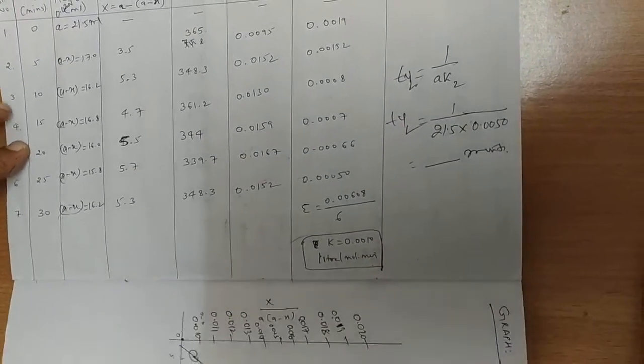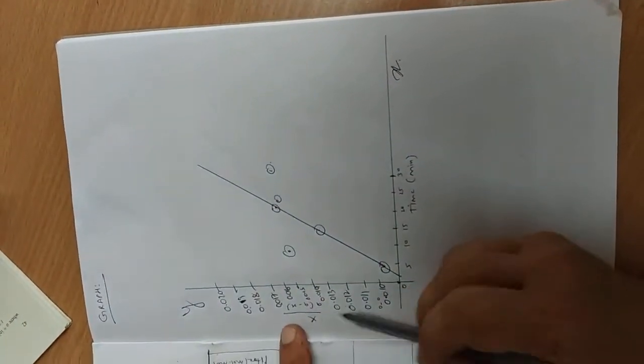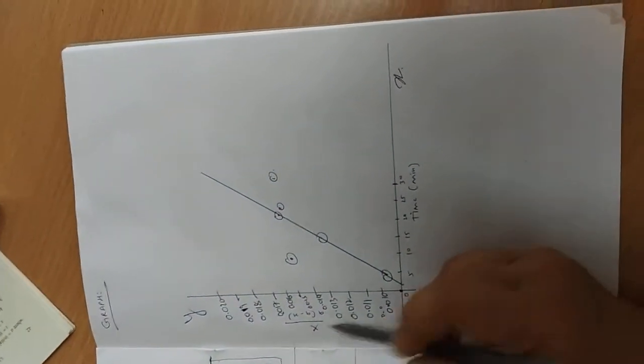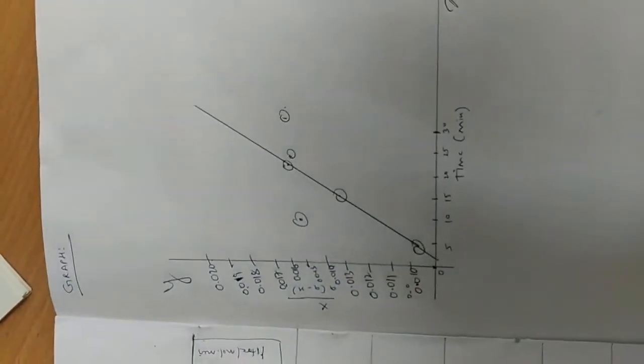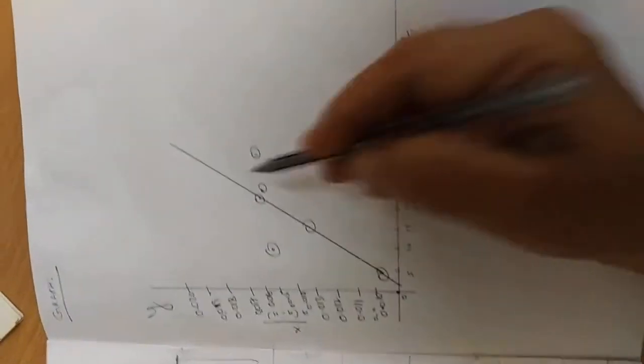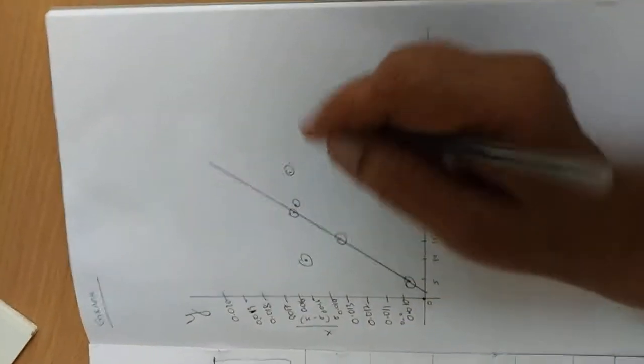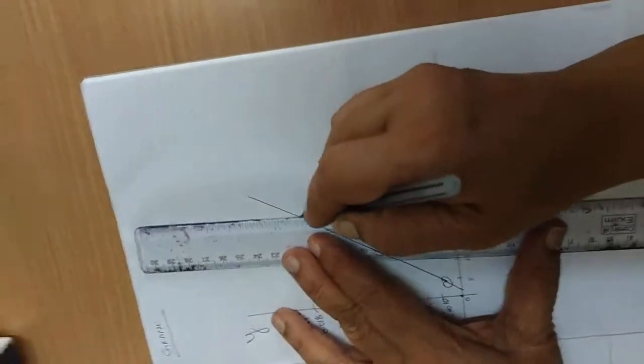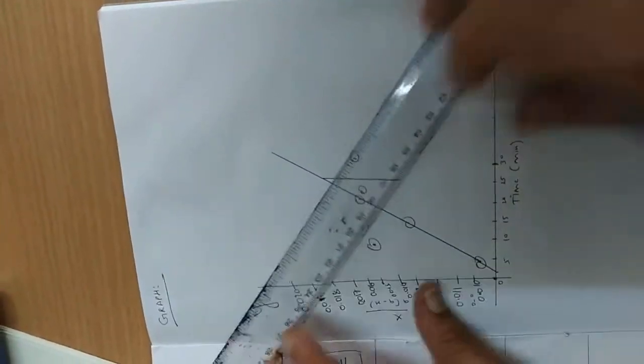Clear? Next, you have to take a graph and plot time on the x-axis, and on the y-axis you have to plot x divided by a into a minus x. This value you plot, and then you'll get a straight line. From this straight line you can find the slope. The slope is going to be a positive slope.